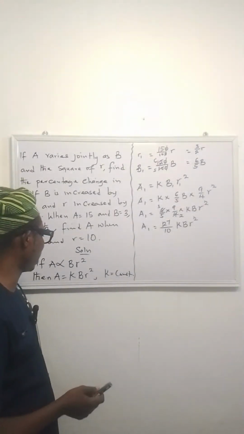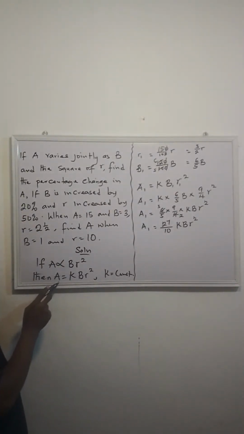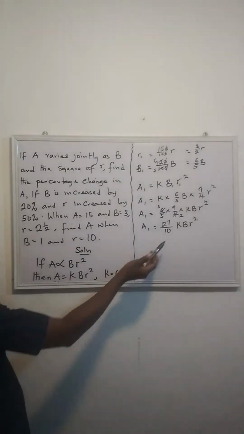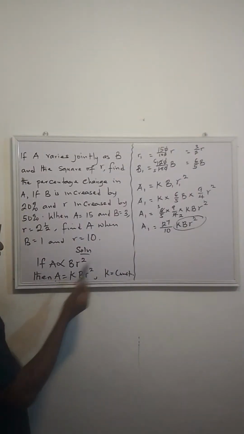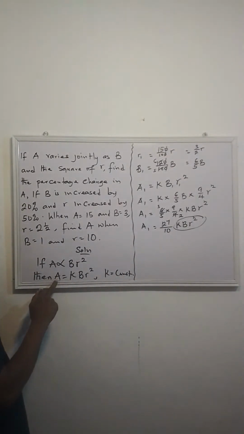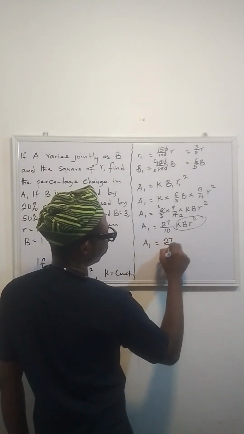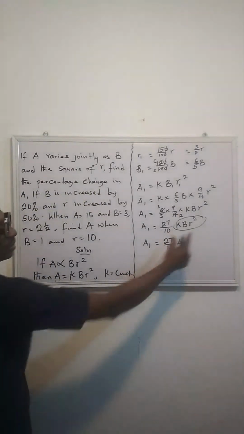All right, so that's what we have. And don't forget, now let us look at what we have here. What do we have here? A is the same thing as KBR squared. All right, A is KBR squared. So that means in this case now, I can replace this with A. That is the old or the original A. So now this becomes A1 equals to 270 over 10A. Hope you understand that. So this has turned to A.